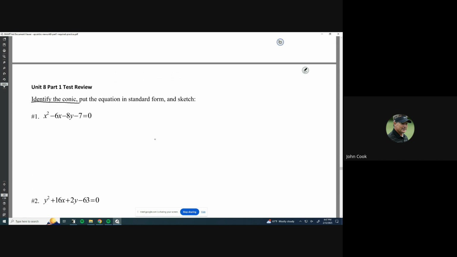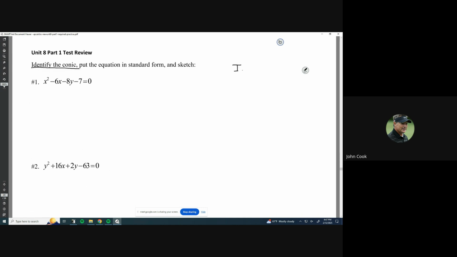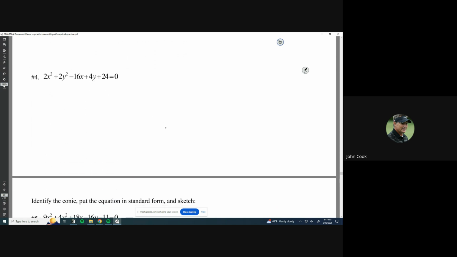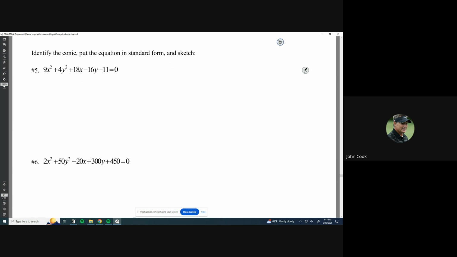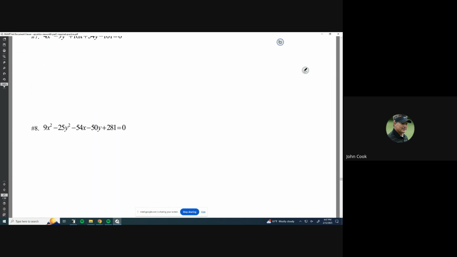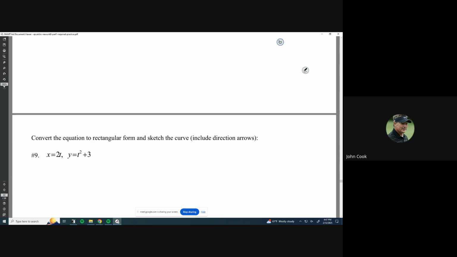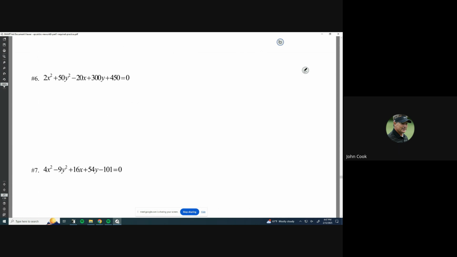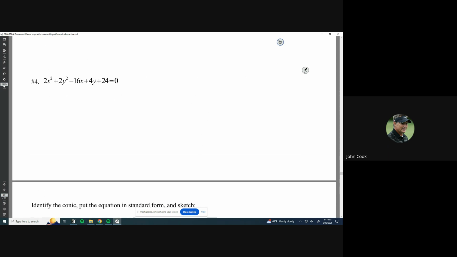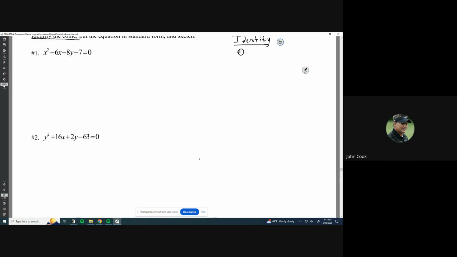So first off, when you're trying to identify a conic section, you ask three questions, okay? And they're yes or no questions, and they're all about the conic section that you're working on. Let me see how many conics we're working with. Identify, standard, sketch. So 8 questions. We can do these real quick. All right, ready? So identifying the conic section.